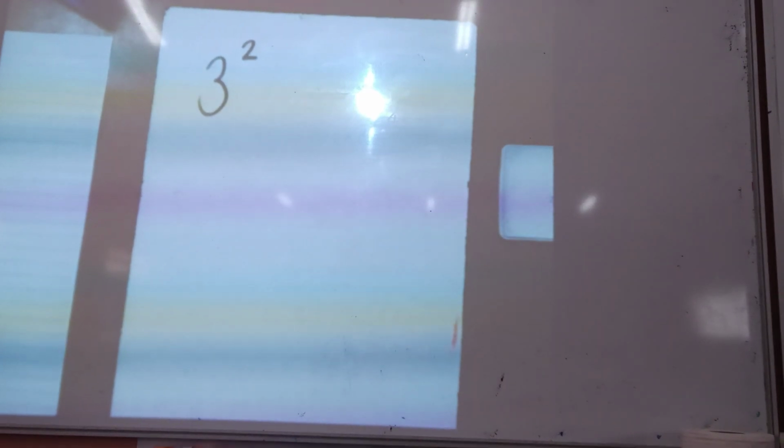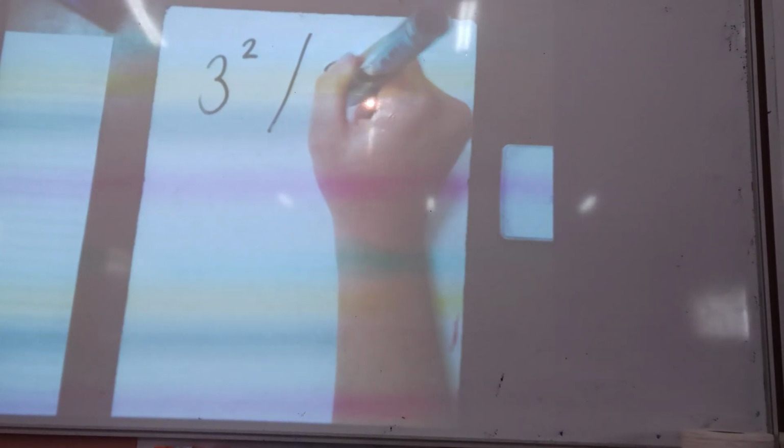Right? Exponents can also look like this: 3 to the power of 2. Base, variable. Give me a like base to this. 3. Thank you. Another one.